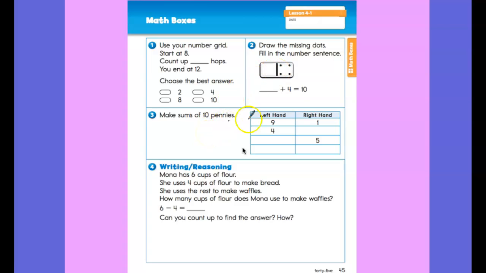Here is make sums of 10 pennies. Now we haven't done this for a little while. So as a reminder, 9 plus 1 equals 10. 4 plus some number, you have to figure out what number will equal 10. What number plus 5 equals 10?